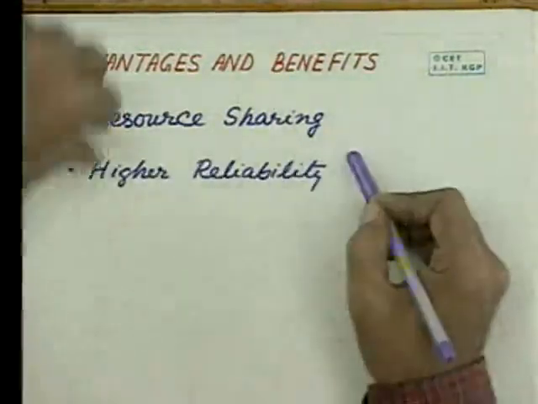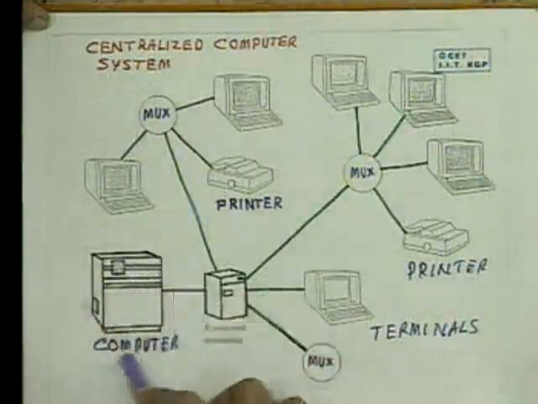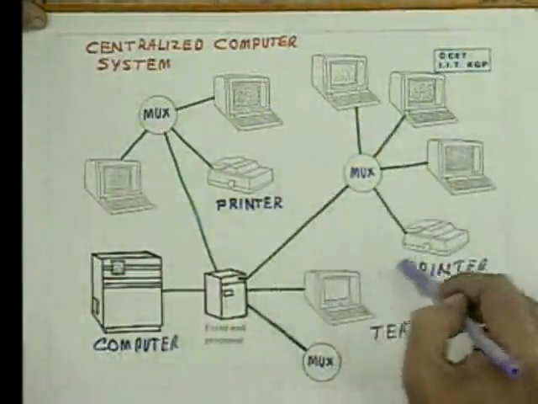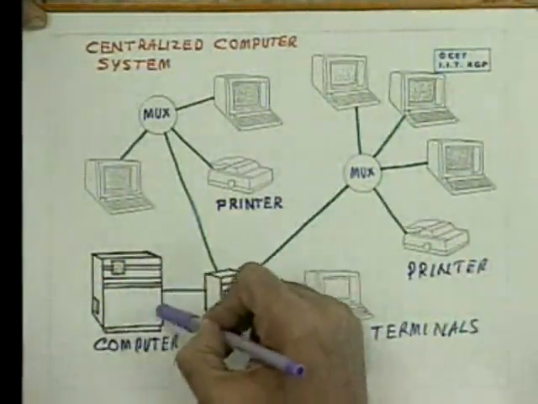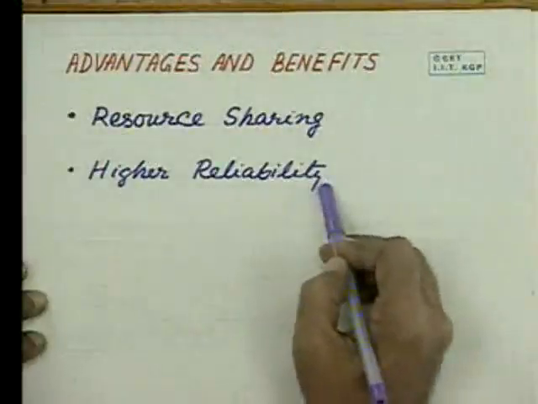Another is high reliability. In a centralized computer system scenario, if this computer fails, everything will collapse because all the terminals, printers are using this centralized computer, and all the computing is done by a single computer. On the other hand, in a computer network scenario, you can have a large number of computers. You can replicate or duplicate software, database, and various other resources. And if one or more computers fail, still the work will go on, maybe with some degraded performance, but it will provide you higher reliability.